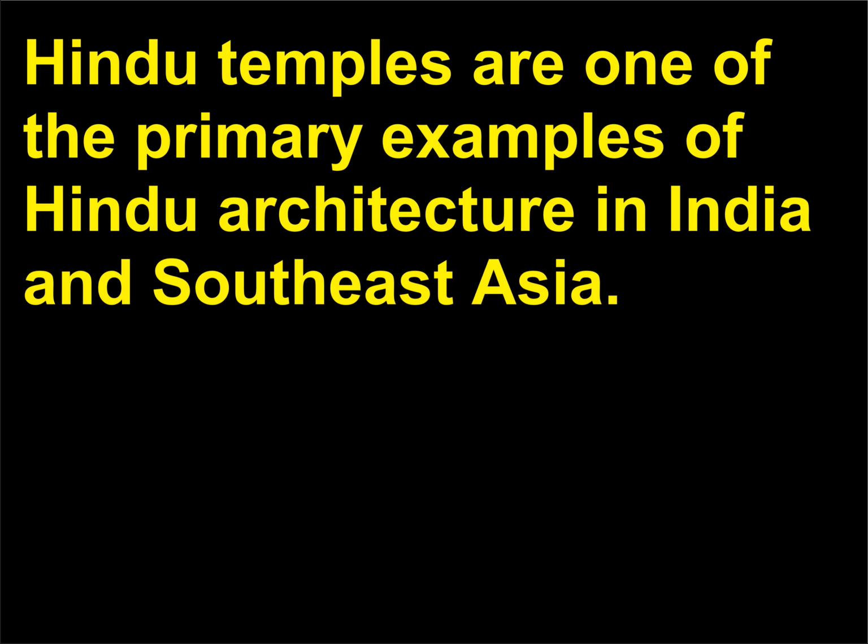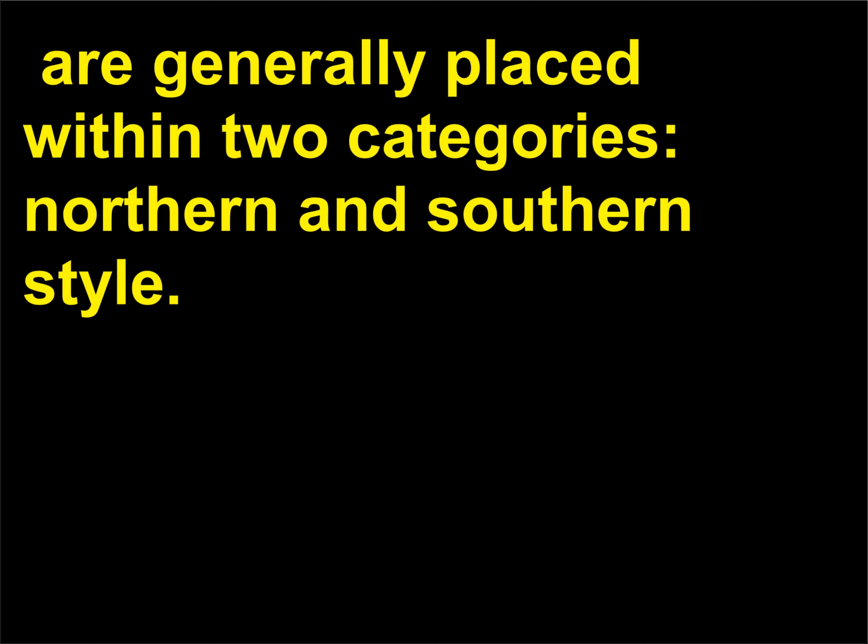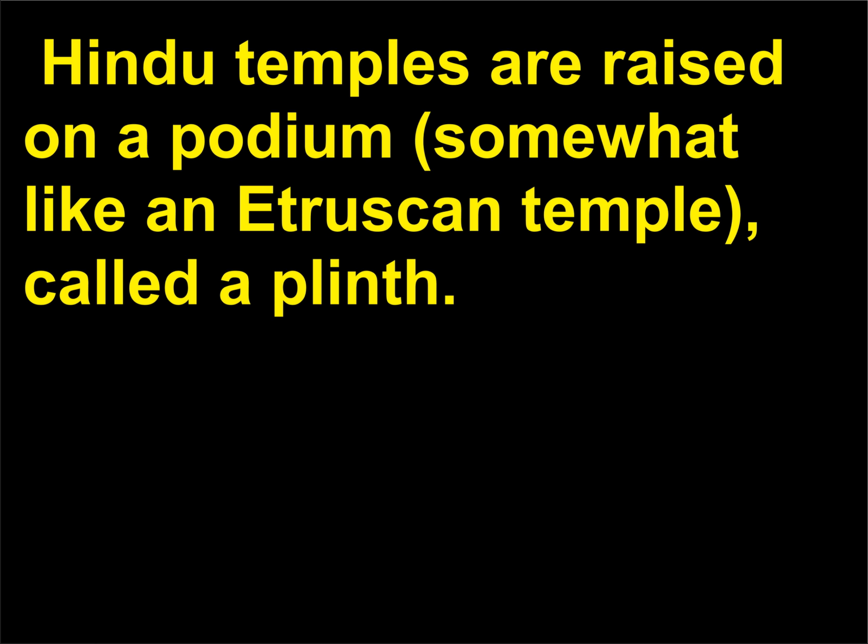Hindu temples are one of the primary examples of Hindu architecture in India and Southeast Asia. They are usually built of cut rock, and although there is a great deal of stylistic diversity, are generally placed within two categories, northern and southern style. Hindu temples are raised on a podium, somewhat like an Etruscan temple, called a plinth.